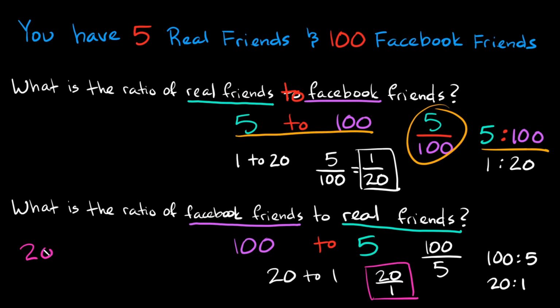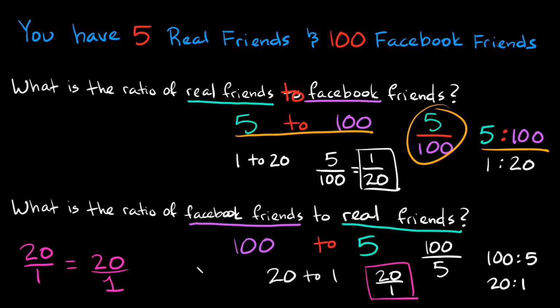So if you have an answer of 20 to 1, don't reduce it down to just 20, because then this isn't a ratio anymore, right? Ratios compare two different numbers. Here we just have one number. Because here it says you have 20 Facebook friends, and then what happened to your real life friend? Well, you killed them. Don't kill your real life friends. So make sure you still include the 1 down there.